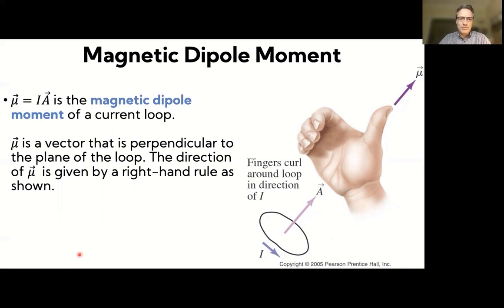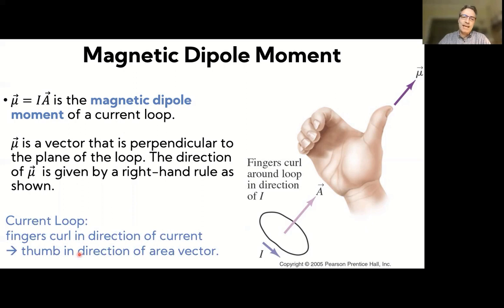Does that right-hand rule sound familiar? Well, it's exactly the same as the one we just derived for a current loop and the direction of the magnetic field, right? So before it was if the fingers curl in the direction of the current, the thumb points in the direction of the magnetic field. Now it's the same thing. The fingers curl in the direction of the current, the thumb points in the direction of that area vector. So that area vector actually points in the direction of the magnetic field that is generated by that current loop, okay? And so it's not a mystery. It's essentially the same right-hand rule as what we had before.